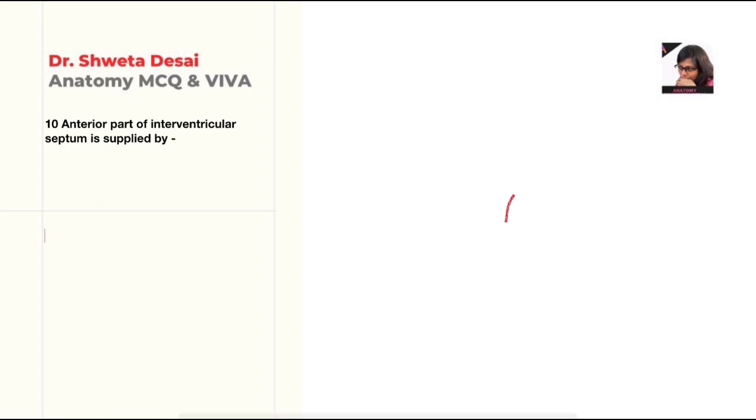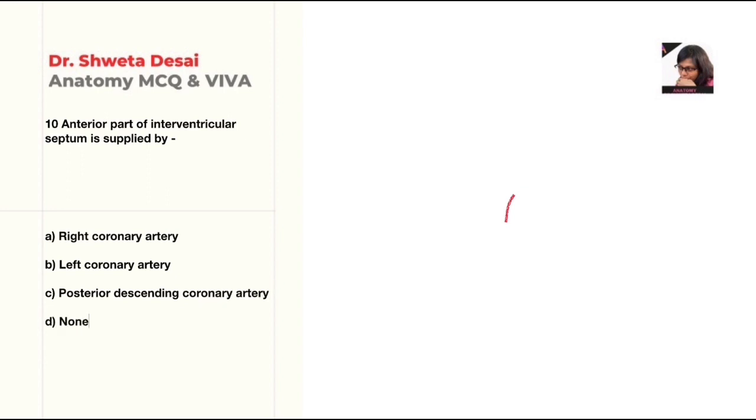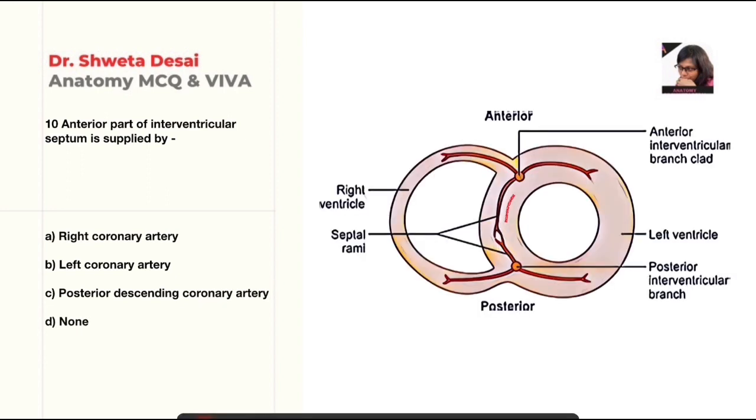Greater petrosal nerve. Next question, question number 10. Anterior part of interventricular septum is supplied by A, right coronary artery, B, left coronary artery, C, posterior descending coronary artery, and D, none. Now here you can see this is the interventricular septum. So the anterior two-thirds part is supplied via the anterior interventricular branch, which is the branch of left coronary artery, and the posterior one-third part of the septum is supplied via the posterior interventricular branch, which is the branch of right coronary artery. So here we have to look for the anterior part of interventricular septum. So it is supplied by the left coronary artery.